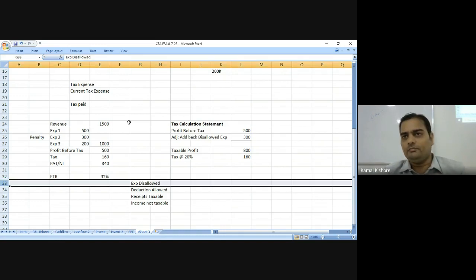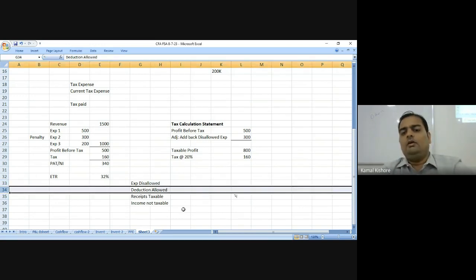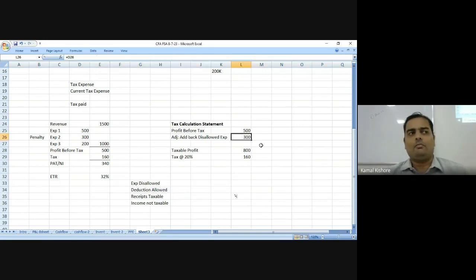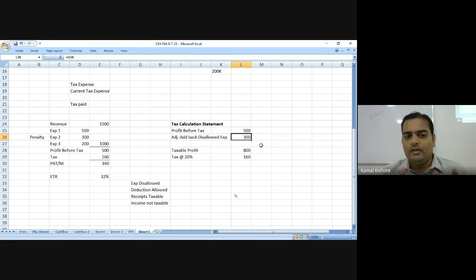Expense disallowed is this penalty. This is an expense which has been disallowed, not allowed as an expenditure. Now, deduction allowed. What is this deduction allowed? Let's say I violated some law. Okay, previous year, at that time it was disallowed, and I incurred a penalty. So the income tax department says you violated so and so law. You paid a penalty that will be allowed as an expenditure only when you take corrective measures. So this year I have taken corrective measures. It is not there in my current year P&L.